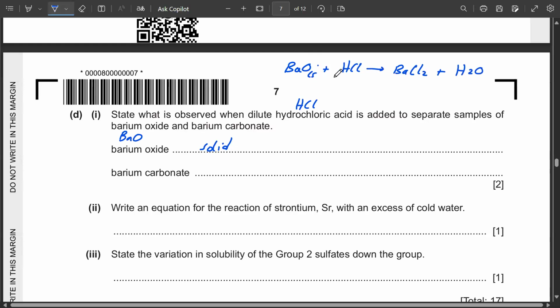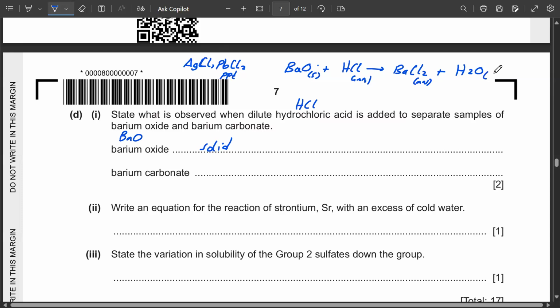Barium oxide is solid, HCl is aqueous. Barium chloride is aqueous because it is very much soluble in water. All the chlorides are soluble except for silver chloride and lead chloride. These form precipitates in the solution, but not the barium chloride.